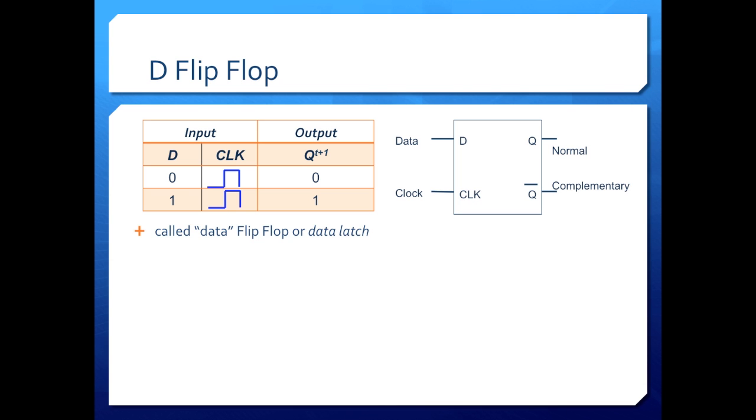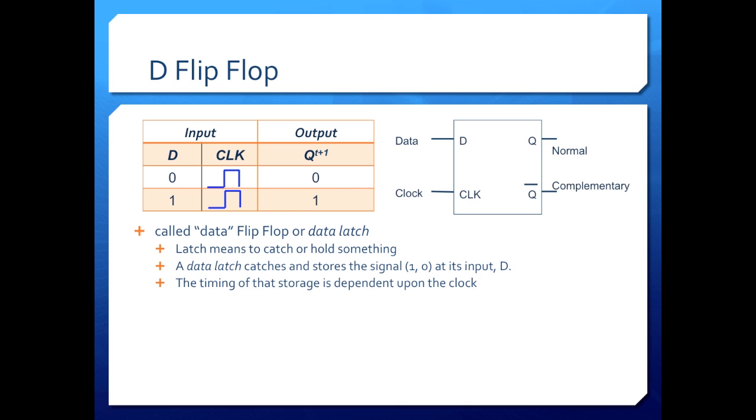D flip-flops are sometimes called data flip-flops or a data latch, and that's because they hold on to data, or hold on to something. That data latch can store a signal, and that signal, if you think about data, is really just a binary bit, a 1 or a 0. So it can store it at its input D. And the timing of that storage is really dependent upon the clock. So that clock, just like the clocked RS, plays a very important role in this flip-flop in storing the data.